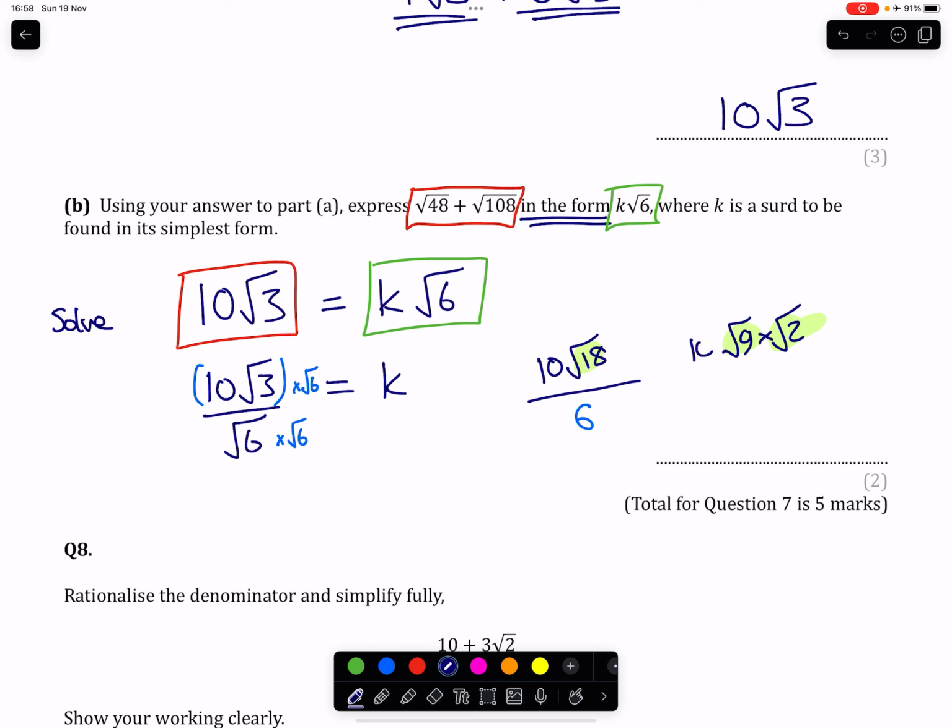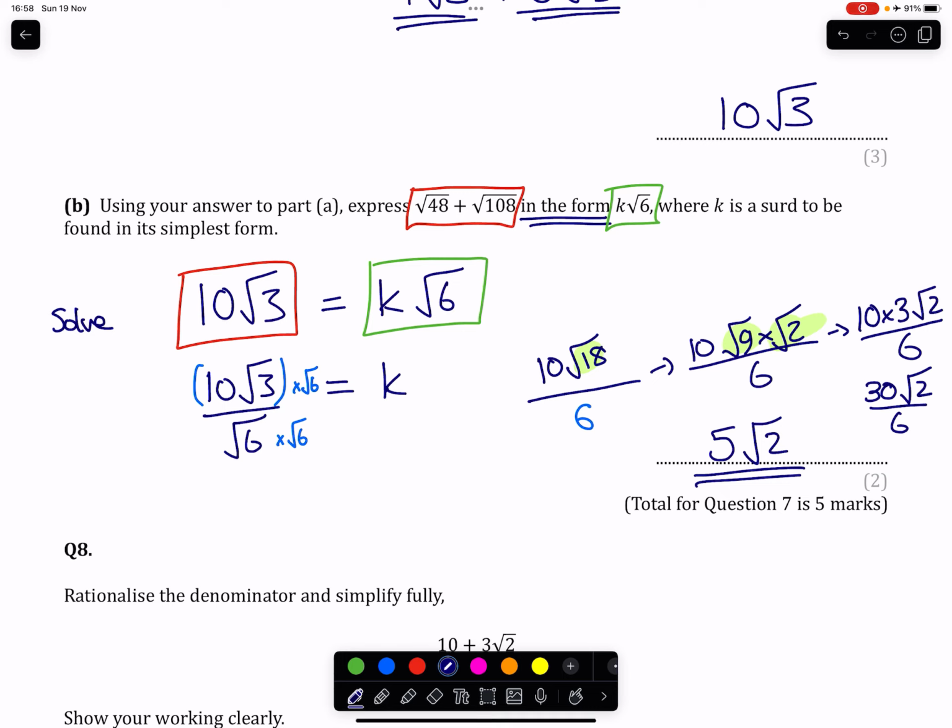I've still got that 10 at the beginning. I've still got that 6 in the bottom. We'll deal with that in a moment. That root 9 is then going to turn into a 3. So I'm going to end up with 10 times 3 root 2 over the 6. That 10 times 3 is then going to become 30 root 2 over 6. And one of the reasons why I held off here is because I knew for a fact that that 6 was going to cancel completely. So rather than have to cancel there, I can actually just do 30 divided by 6 now. And that's going to give me a final answer of 5 lots of root 2. So that is our value of k. Done.